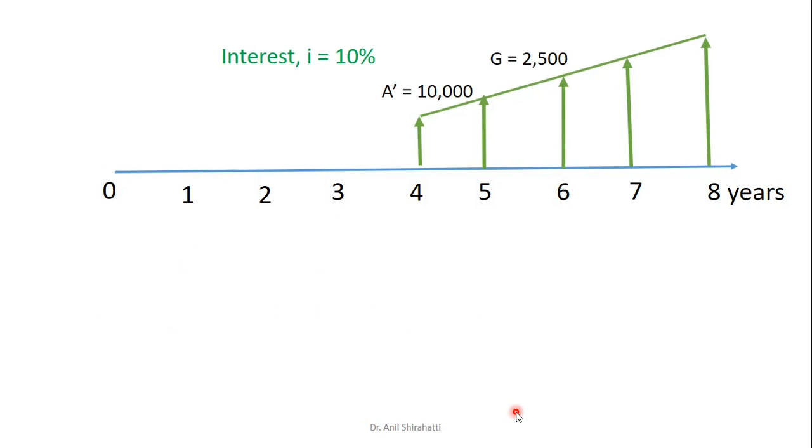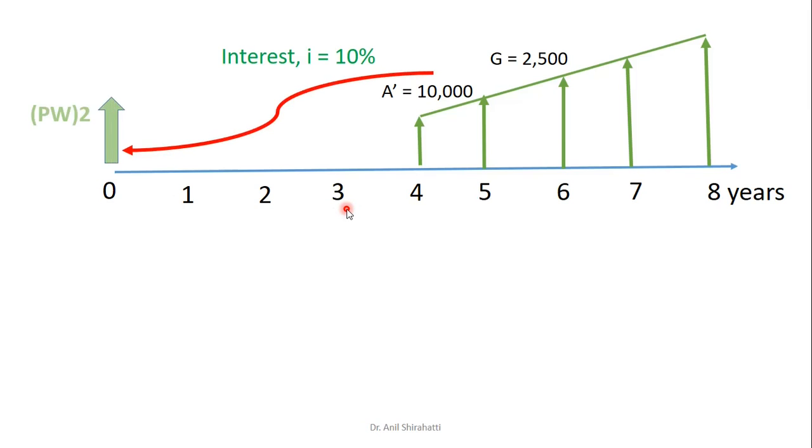Now the income is coming, or the amount he is getting is rupees 10,000 at the end of the fourth year, and then it is increasing by 2,500 each year. Now this series cannot be moved directly here because here it is completely blank, nothing is happening in this series. So what is the alternative?